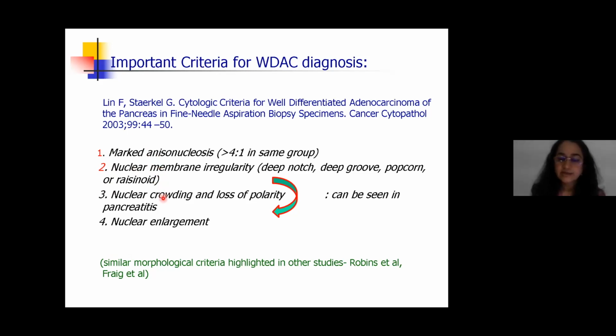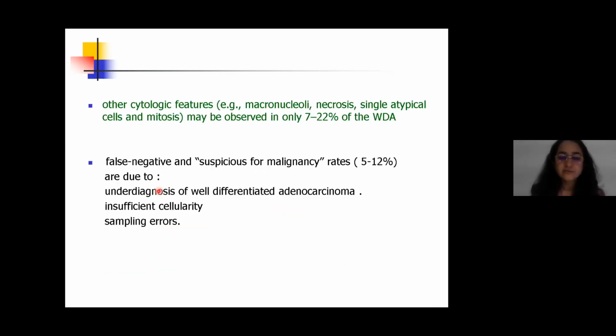The others are nuclear crowding, loss of polarity, and nuclear enlargement. But remember, these can be seen even in pancreatitis focally. The other features which we are used to seeing, like macronucleoli, necrosis, single atypical cells, atypical mitosis, are usually seen in the moderate to poorly differentiated adenocarcinoma and may not be observed in well-differentiated adenocarcinoma. The false negative and suspicious rate for malignancy, which is about 5 to 12% mostly, is mainly due to the underdiagnosis of this well-differentiated adenocarcinoma group, insufficient cellularity, or sampling errors.